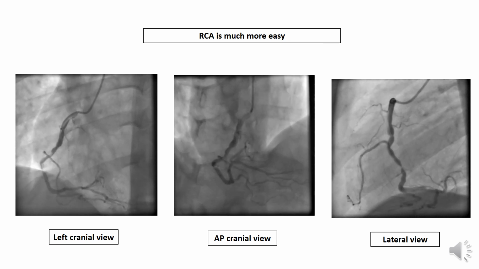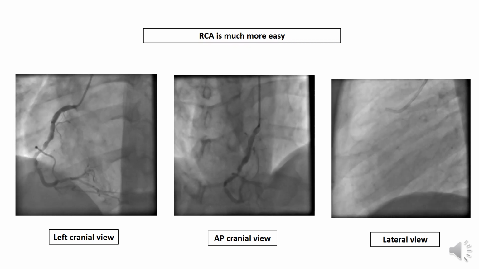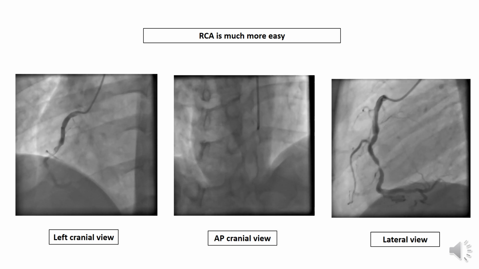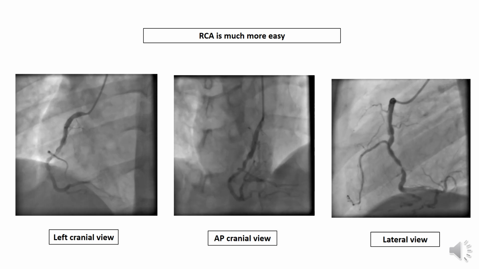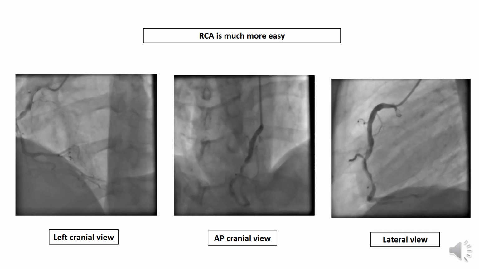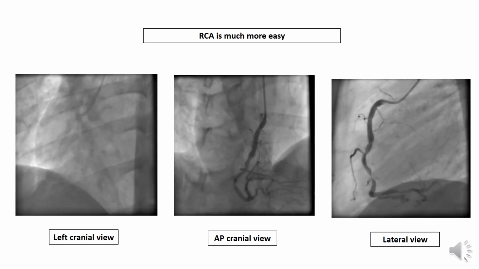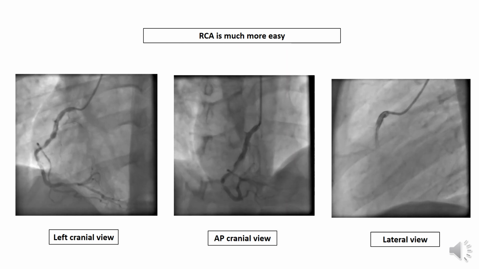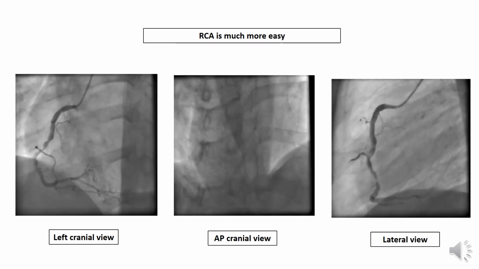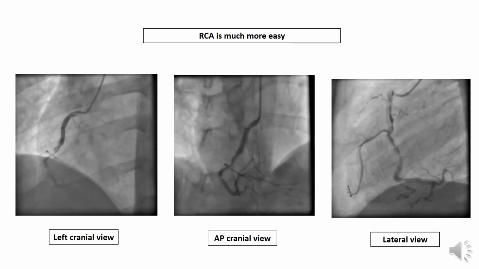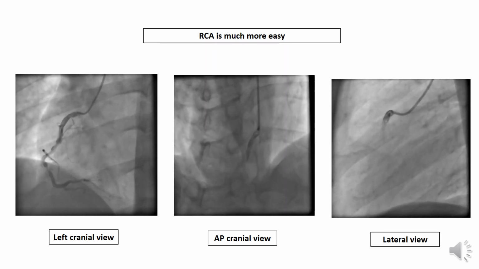The final view is the lateral view. Here is the sternum, and here is the diaphragm, and here is the RCA, proximal, mid segment and distal segment with its terminal branch, the posterolateral branch, and the AV groove, and the posterior descending artery descending on the posterior interventricular septum. This view is valuable for almost every segment in the RCA, the proximal, mid, and distal branching system.